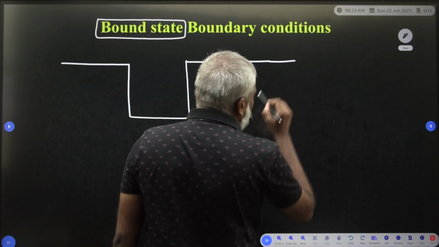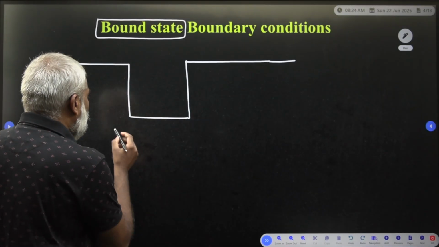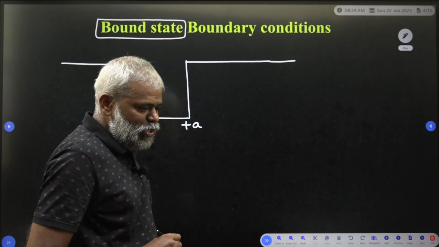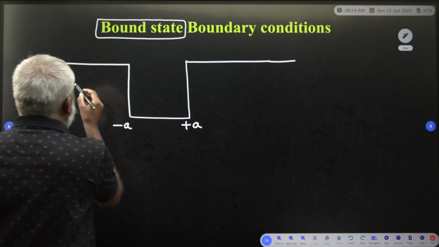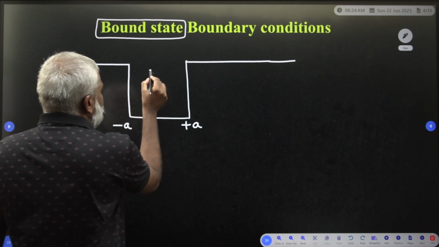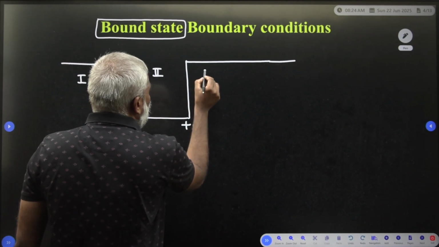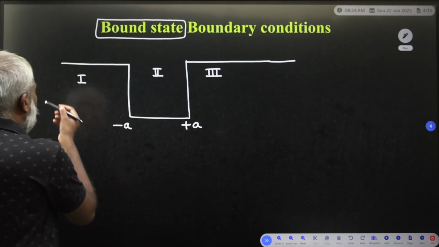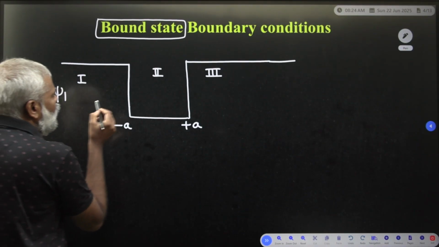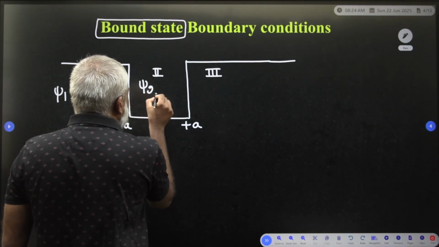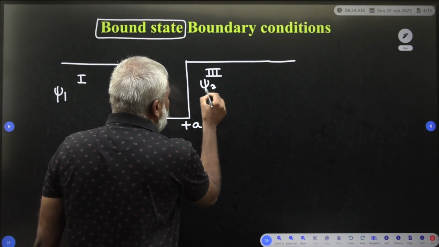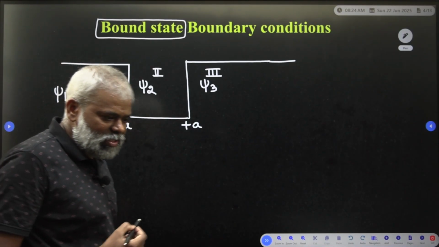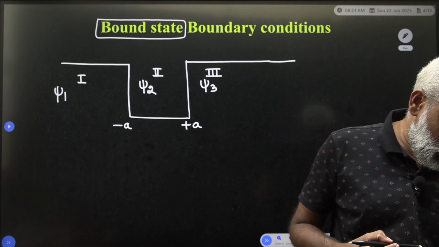In this potential barrier, the barrier extends from minus a to plus a. Here how many regions are there? This one you have to take as medium 1, this one as medium 2, and this one as medium 3. So here the wave function is psi 1, here psi 2, and here psi 3. Clear? Psi 1, psi 2, psi 3 wave functions you are able to take.